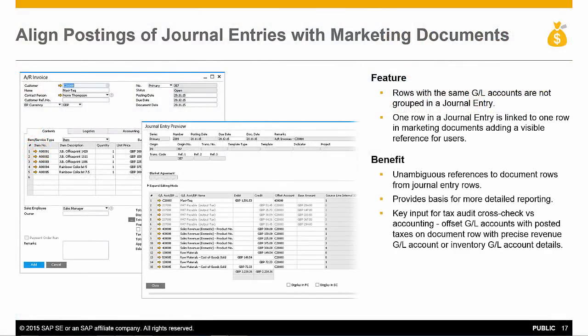We have now aligned postings of journal entries with marketing documents. So rows with the same journal ledger accounts are not grouped in a journal entry. One row in a journal entry is now linked to one row in a marketing document, adding a visible reference for users. This provides an unambiguous reference to document rows from journal entry rows. It also provides the basis for more detailed reporting.